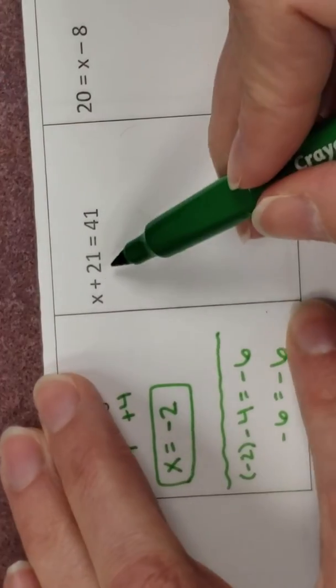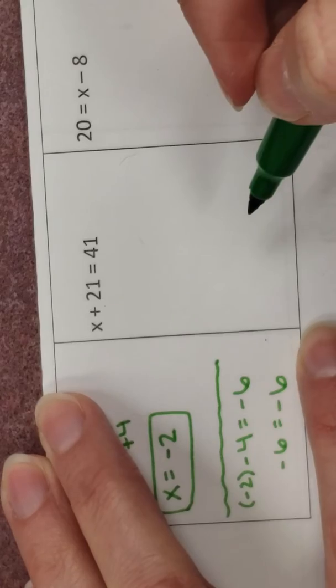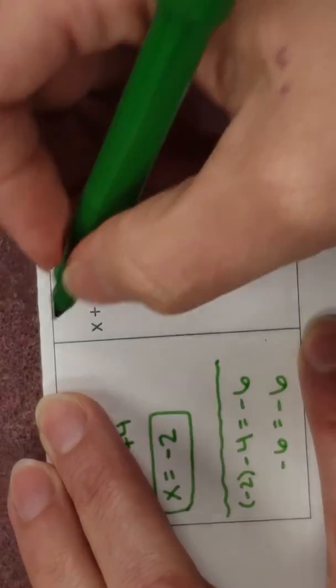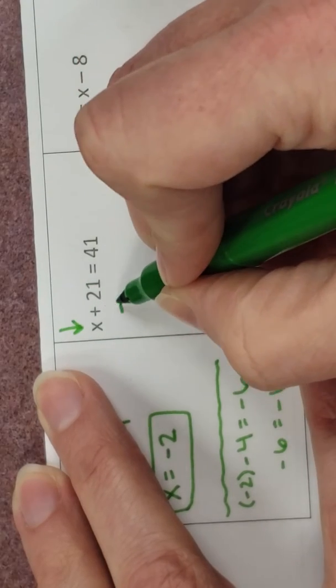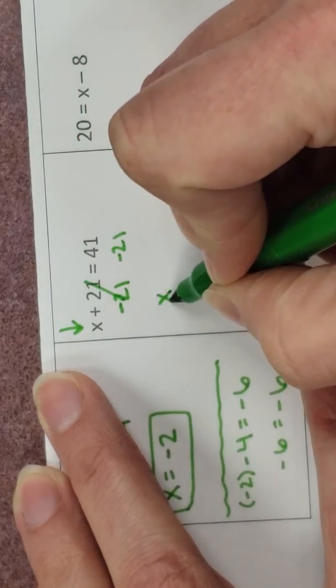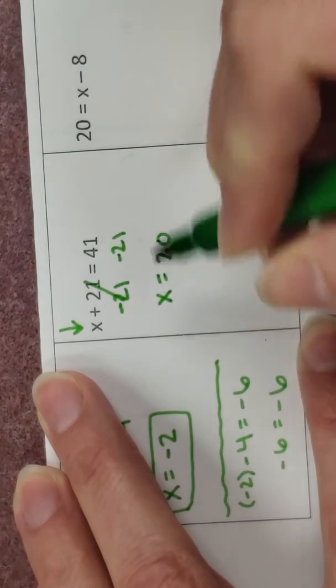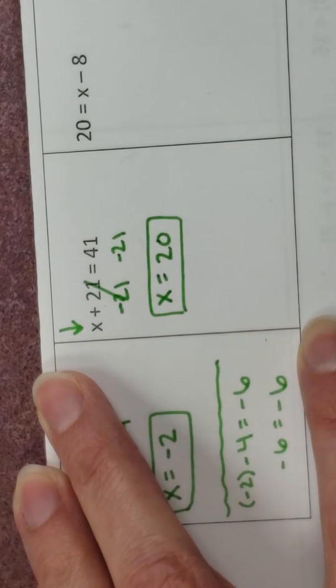Again, I have x plus 21 is 41. What and 21 is 41? Well, you probably already know that it's 20, but let's show the steps to prove it. The opposite of a positive 21 is a negative 21. What I do on one side, I do to the other. So I'm left with x equals the 20 that we predicted from the start, because 20 and 21 make 41.